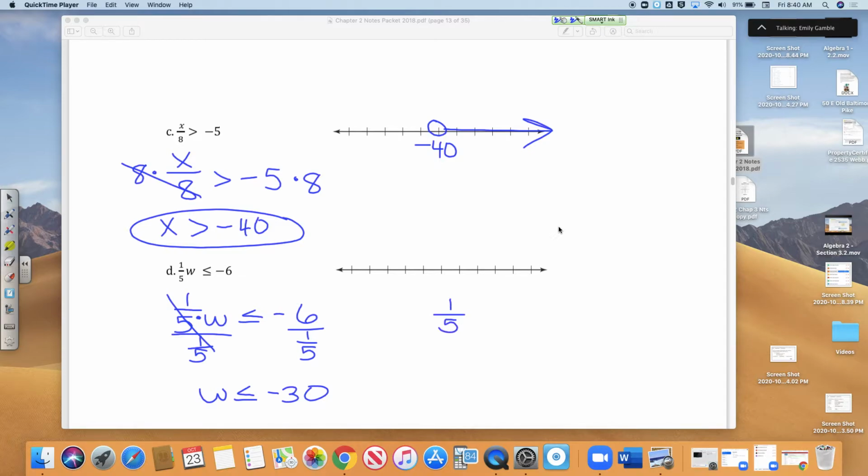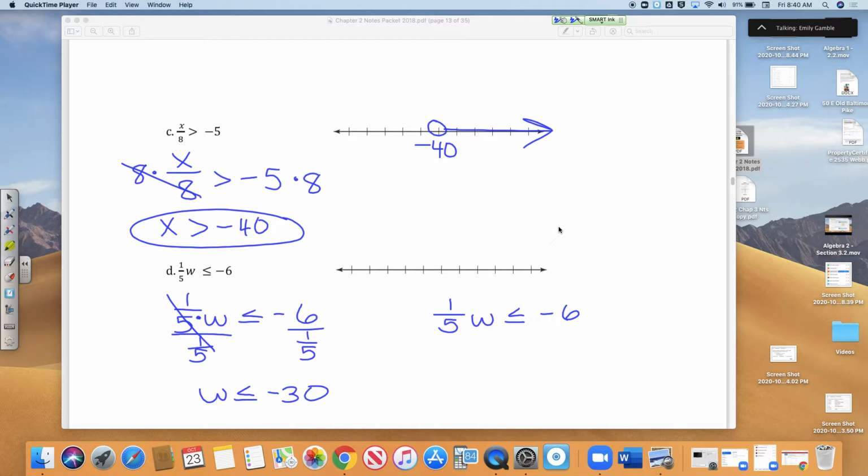So 1/5 times W is less than or equal to negative 6. So instead of canceling this out with division, what I can do is actually multiply by the reciprocal of 1/5 to make it equal 1. The reciprocal is taking 1/5 and flipping it upside down. What would the reciprocal be of 1/5?